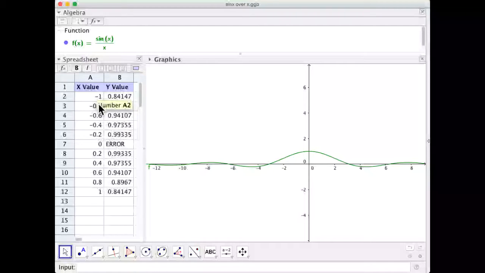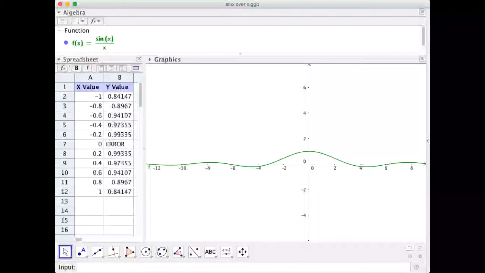However, the rest of this table is showing us that even though at 0 there's technically no y value, there is a very clear trend as if the graph is approaching but not quite touching the value of y equals 1. So you see it goes from 0.84, 0.89, 0.94, 0.97, 0.99, then we see our error, and then it falls away, 0.99, 0.97, and so on and so forth.